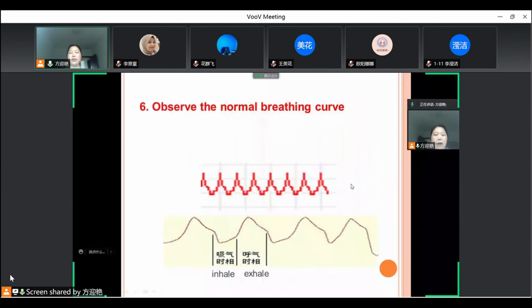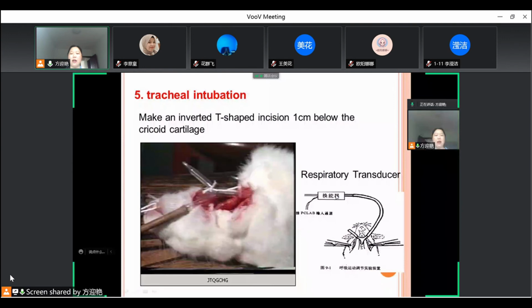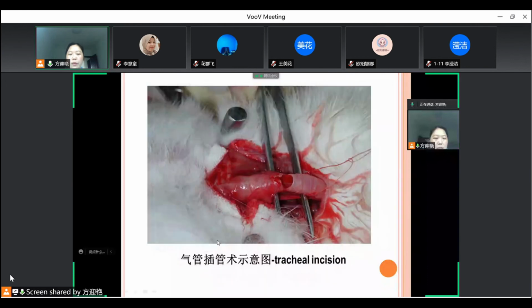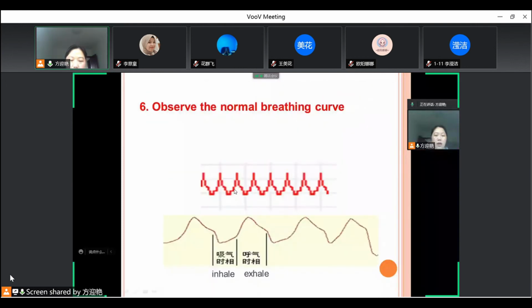Then we can see this connects to the respiratory transducer, with which we can record the respiratory curve, the breathing curve. We can see here the curve like that. This is the inhale, inspiration, and this is the expiration. The breathing curve is made up of the inspiration and expiration curve.